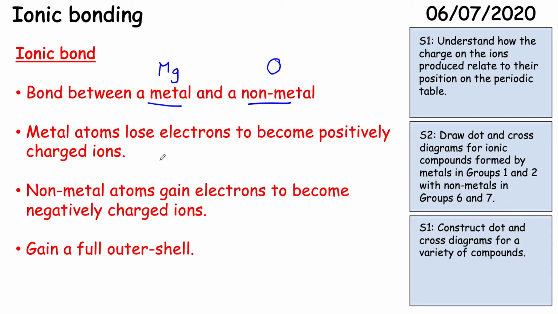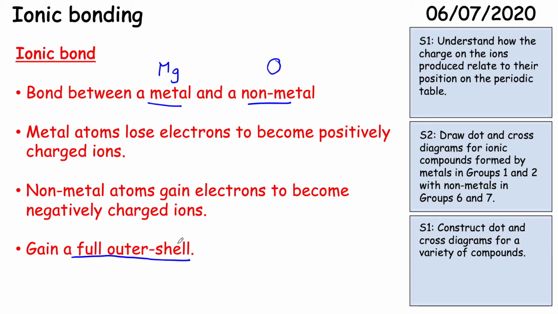Now, the next one says non-metals gain electrons. Well, these electrons have had to go somewhere, and it's the non-metal that accepts them. And then they become negatively charged because they've taken on more negatives. And the reason for this is to gain a full outer shell. That's what they're trying to do. Metals are trying to give away their electrons to get a full outer shell, and the non-metals are trying to accept those electrons to gain a full outer shell.